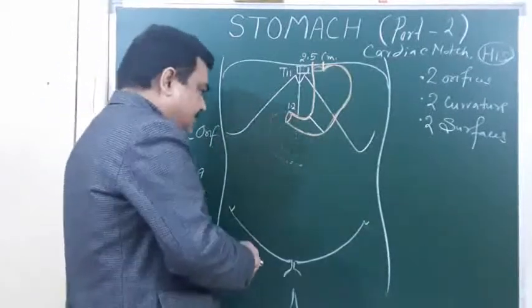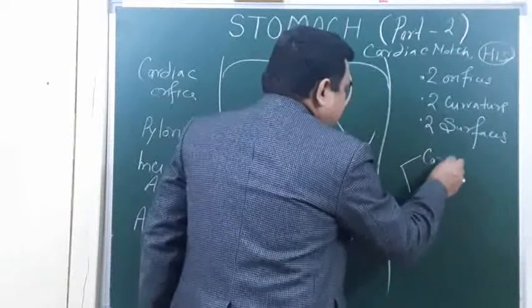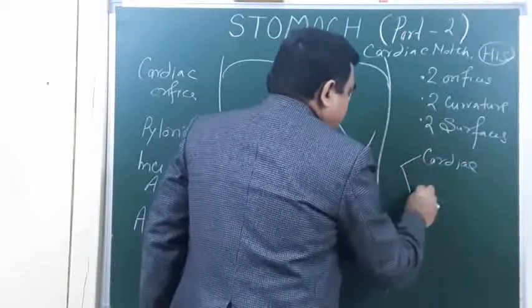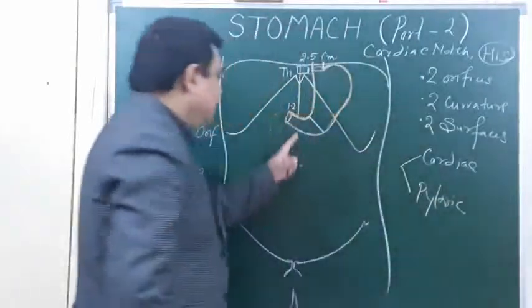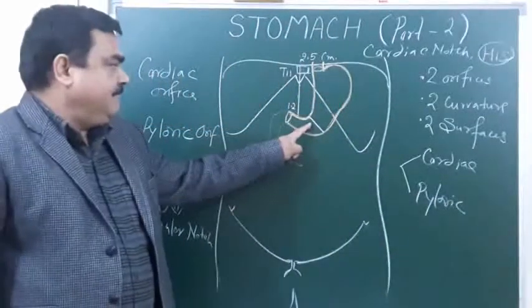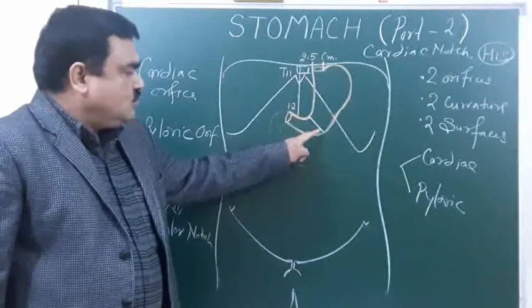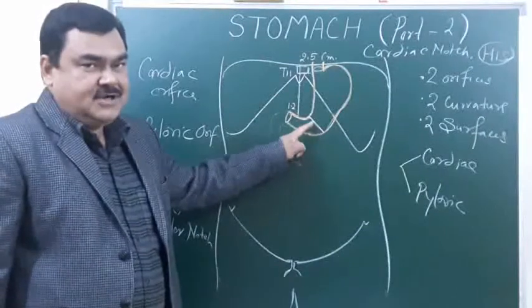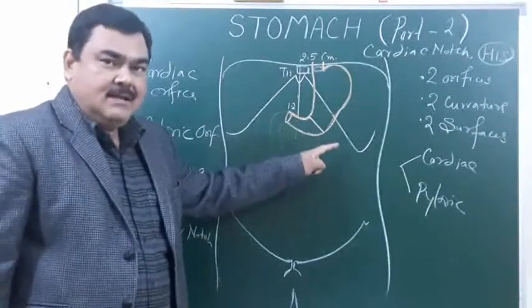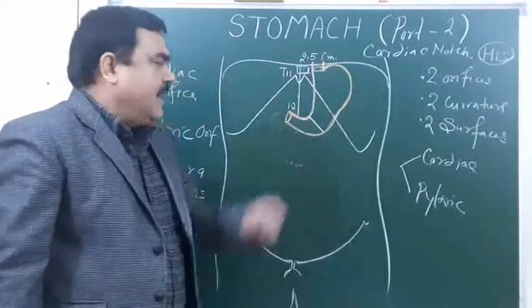So the stomach is divided into two parts, cardiac part and pyloric part, by this line which passes from the angular notch to the greater curvature, in a downward and left direction. This is the cardiac and this is the pyloric part.